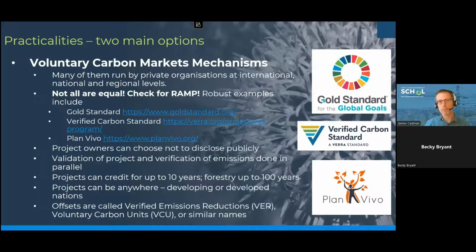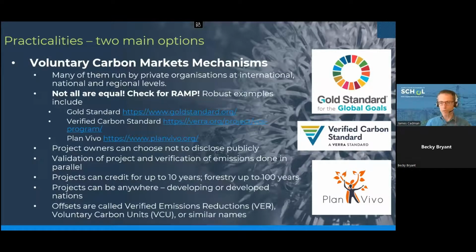I've included three of the better ones that are often quoted on the right-hand side. The Gold Standard does what it says on the tin. You've got the Verified Carbon Standard, which is based in the US, and then Plan Vivo as well, which is another one. These all have good, robust governance and transparency. There are some slightly different rules. You can have offsets from developed nations as well as developing nations. There is an option to not disclose your emissions if you're a project owner; you don't have to do that publicly.